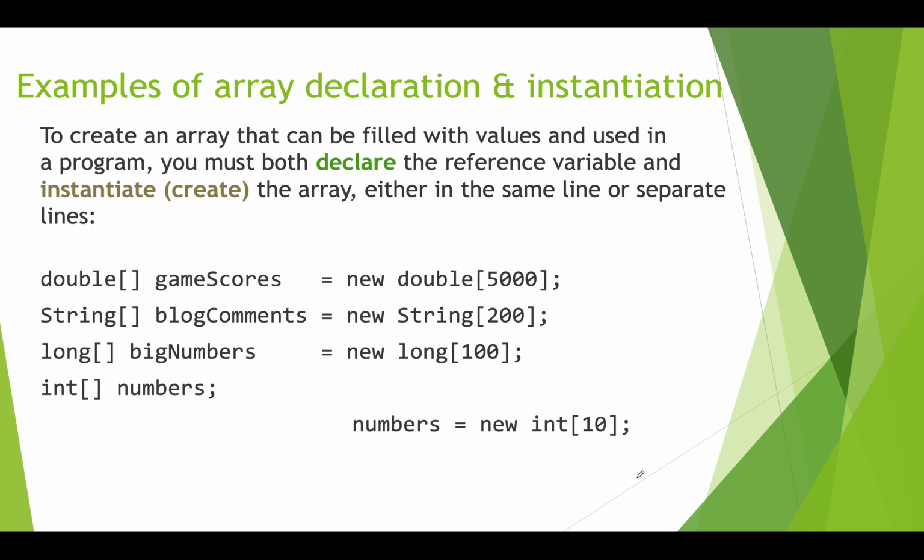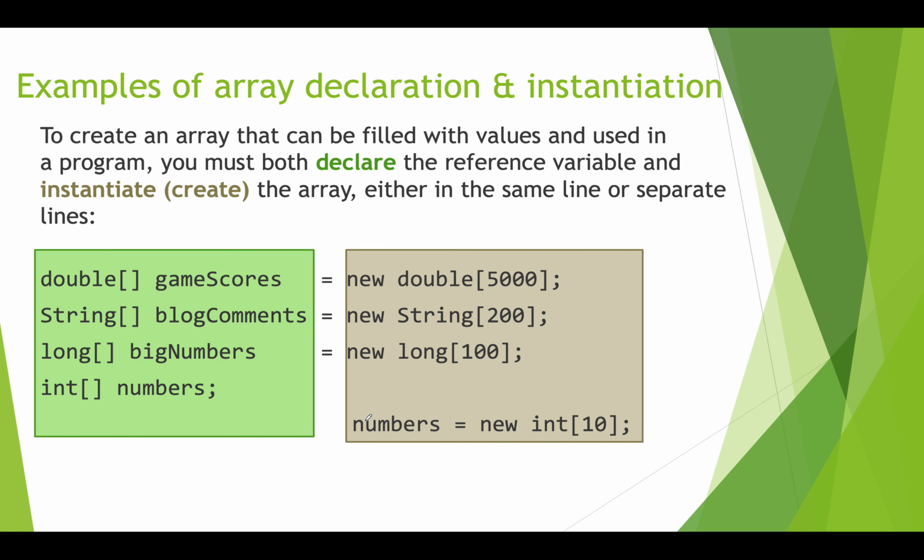So let's look at some examples of this. When we want to create arrays, we need to remember to declare the reference variable and instantiate. That's a very specific word for creating arrays or objects. We'll do them here, some on the same line and some on separate lines. So these are the declarations, and these are the bits of code that actually create the arrays.